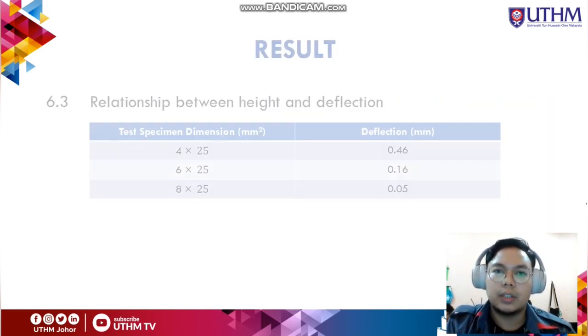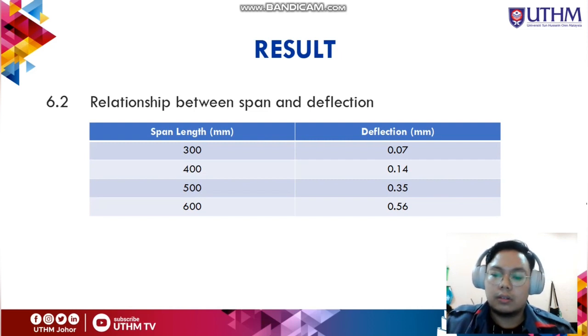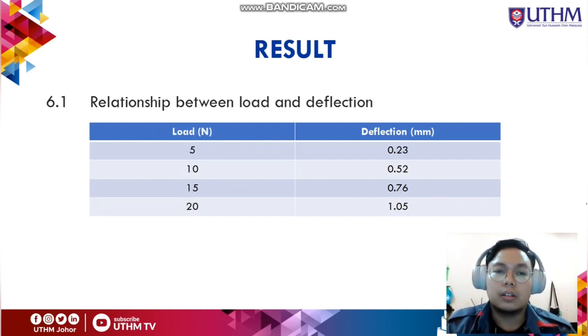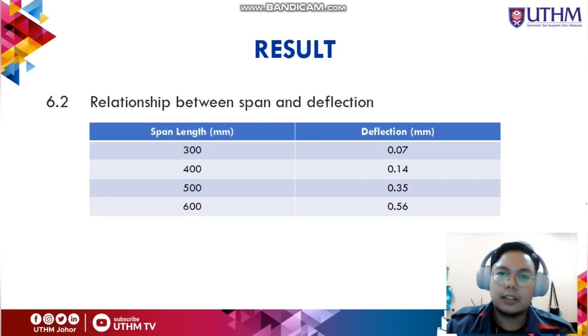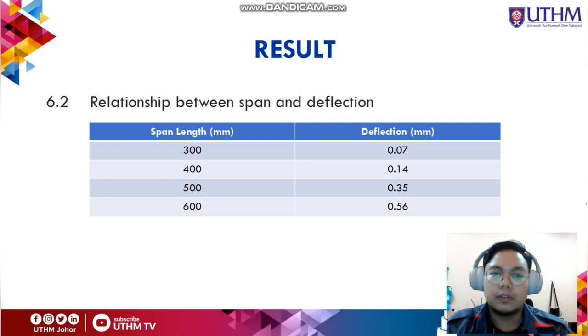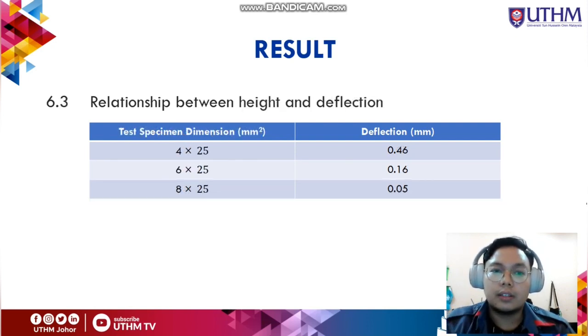For the first test, we are taking note of the difference of load and deflection, and the higher the load value, the higher the deflection. For the second experiment, we use different span lengths, and the longer the span length, the bigger the deflection. And finally, we use different dimensions for the test specimen, and we can observe that the bigger the dimension, the lower the deflection.